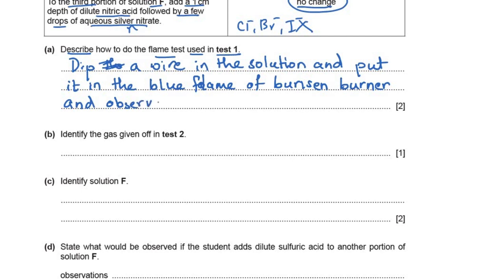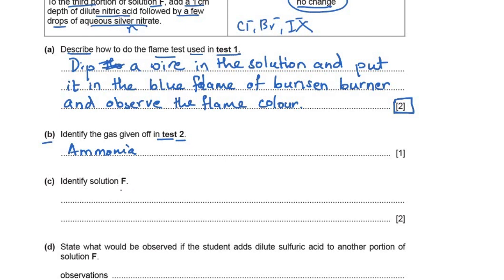So dip the wire in the solution, put it in the blue flame of the Bunsen burner and observe the flame color. We need to specify that because it's 2 marks. Describe the whole process of how the flame test is performed. Let's go ahead with question B, which says identify the gas given off in test 2. We have already seen that if the red litmus paper turns blue, the gas is ammonia. So we write ammonia gas is produced in test 2.